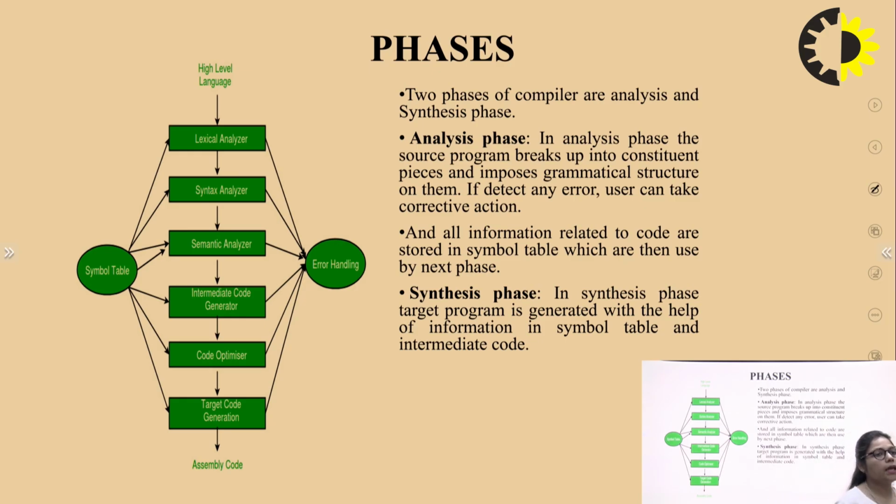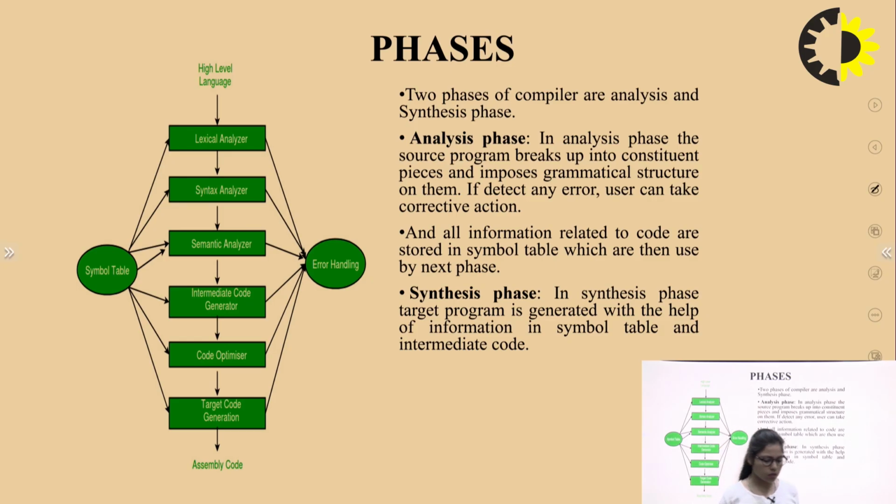The next one is intermediate code generation. The semantic analyzer has done the type checking and so on, and then the intermediate code is generated. Intermediate code is a code which is neither in high level language nor in assembly language; it is in between high level language and assembly language.